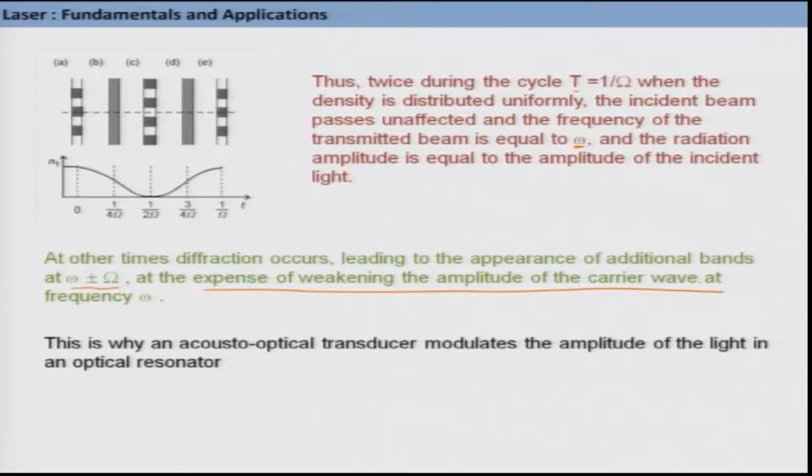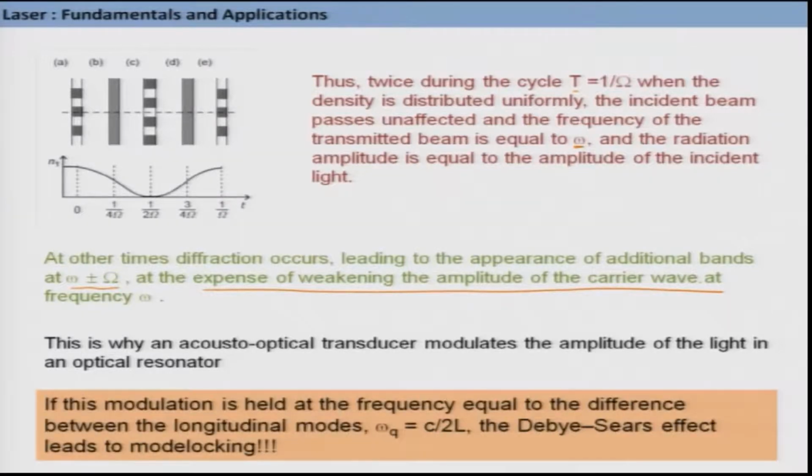Okay. So, if this modulation can be held at a frequency equal to the difference between the longitudinal modes, which we defined in the previous class as small omega subscript q, which is equal to C by 2L. We have been dealing with this one for a long time, so we know this one. We will achieve de Broglie's effect. Not only that, we will achieve the mode locking, and that is the condition.